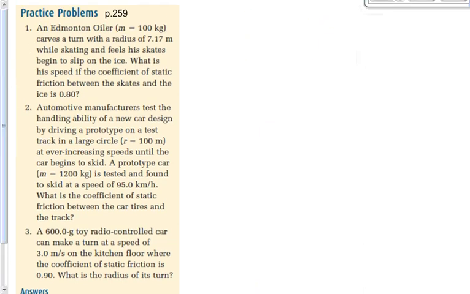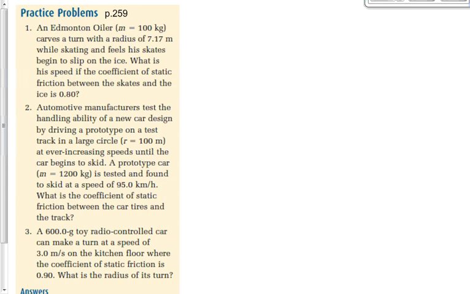All right, number 1 says an Edmonton Oiler carves a turn with a radius of 7.17 meters while skating and feels his skates begin to slip on the ice. So in other words, what's happening there? He's barely exceeding the maximum force of friction, right? He's barely exceeding the maximum centripetal force. So in other words, he's starting to go off in a straight line as opposed to going in the circle, right?